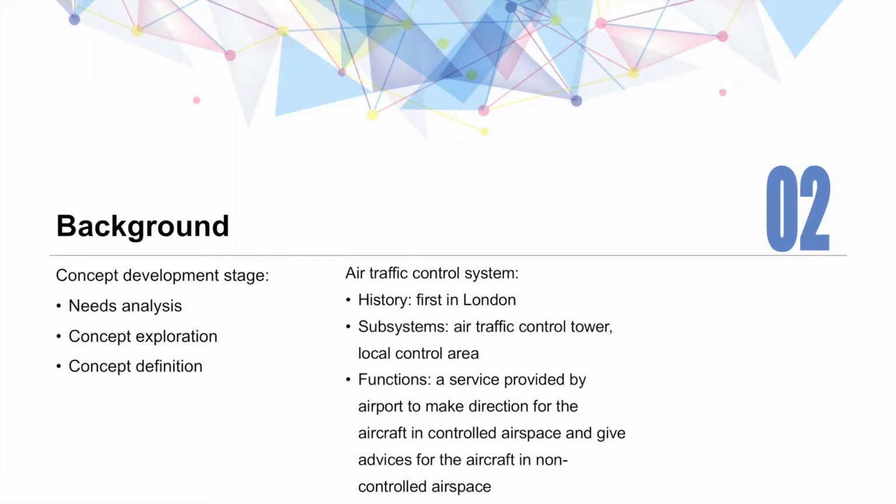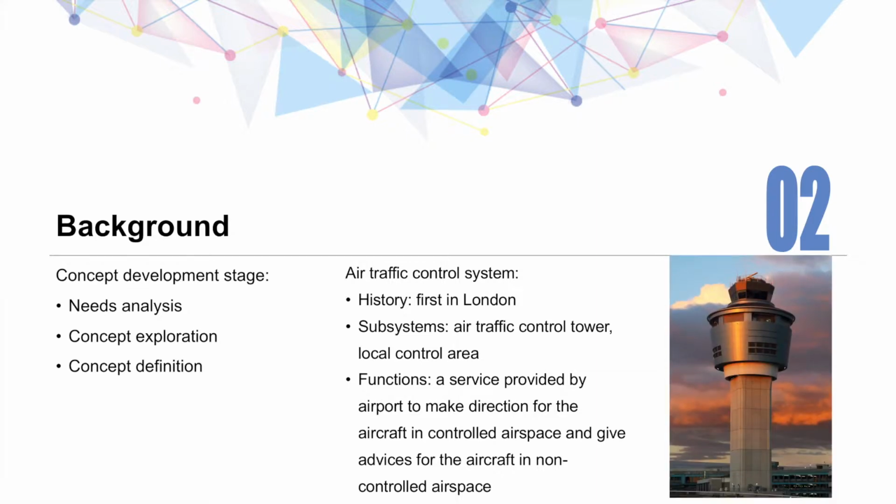Air traffic control was first used at Croydon Airport in London in 1920. It is a service provided by airports to give direction to aircraft in controlled airspace and give advice for aircraft in non-controlled airspaces. The air traffic control system is a typical system that requires system engineering. It is constituted by an air traffic control tower, like in the picture, and an area control center.